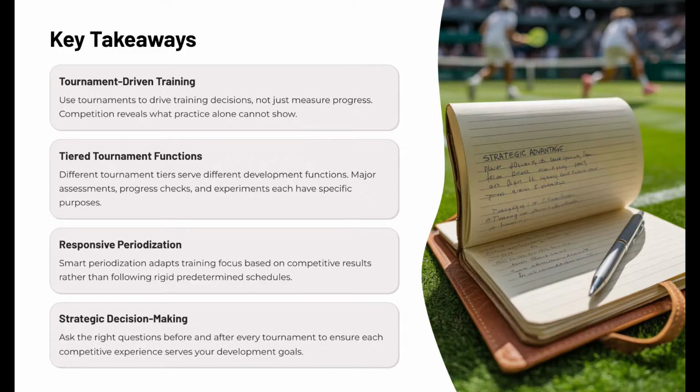Responsive periodization. Smart periodization adapts training focus based on competitive results. Yep. That's as opposed to the opposite, which is following rigid, predetermined schedules. Make sure that you keep an eye on the tournament calendar and you figure out, how do I add things? How do I subtract things? How do I move things around?